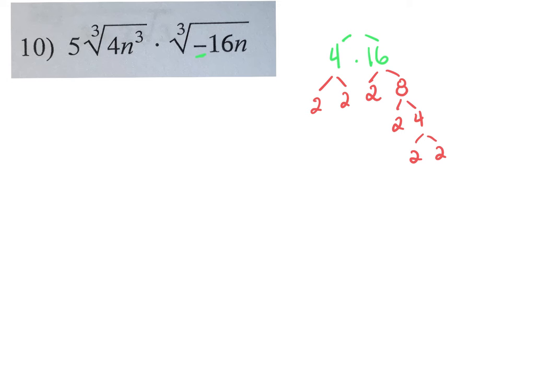Okay. So that's the number that's going to be on the inside. Those are my prime numbers. And then for my variables, I have n to the 3rd and n to the 1st power, so I have n to the 4th. Okay? So far, so good? All right, what's my index on this guy? 3. So I need things that group 3's.